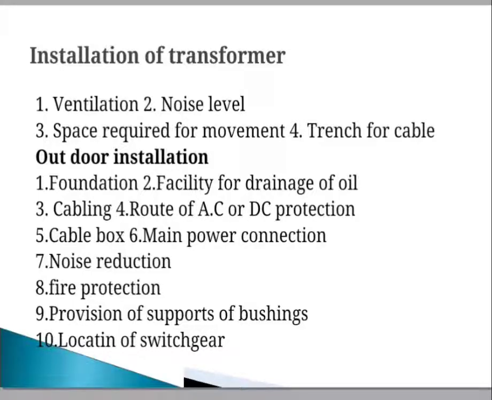Then the next one is the provision of supports for the bushing. We have to provide the proper supports for the bushing. Then location of switchgear: we have to provide the proper switchgear equipment for the protection of the transformer. It is properly installed near the transformer, and we have to provide the proper control cables and a proper control room for the transformer.